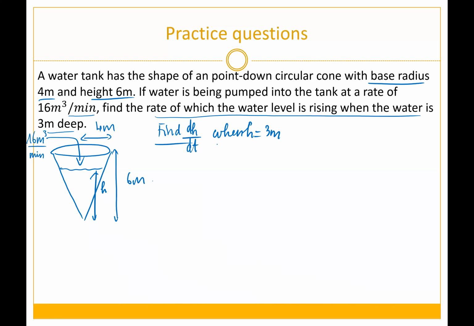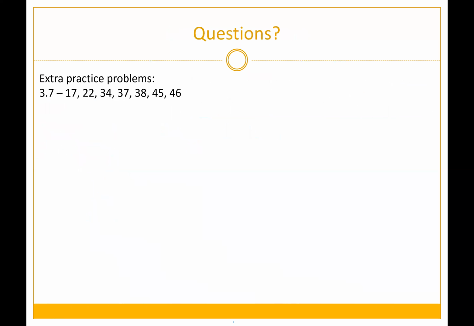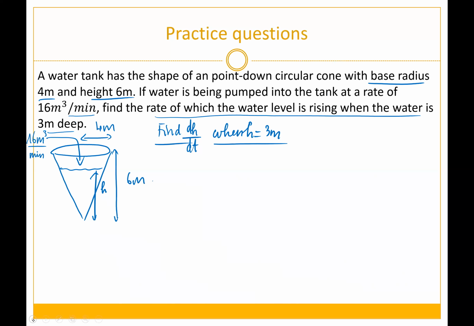And now, how do we find this? Since we already assigned the height to be h, we can also assign the radius of the water level at any moment to be r. By all we know about a circular cone, the volume is going to be 1/3 pi r squared h.